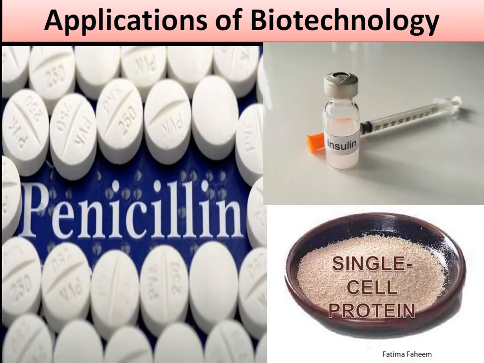The applications, as I told you before, are numerous, but here we will focus only on these three. This is penicillin, which is an antibiotic. We'll see how insulin can be formed using microorganisms, and then we will see the formation of SCP, that is single cell protein. All these products are industrially made on a large scale, and for that, obviously, you need to have a bigger container. That bigger container is actually called a fermenter.